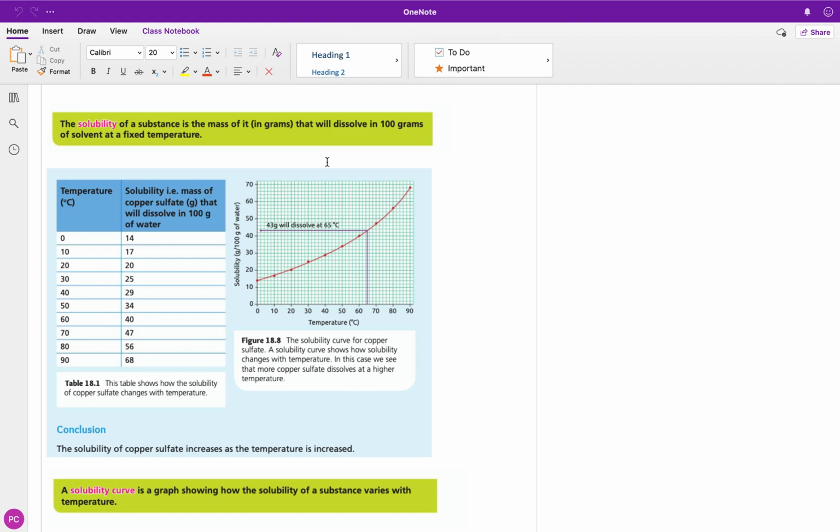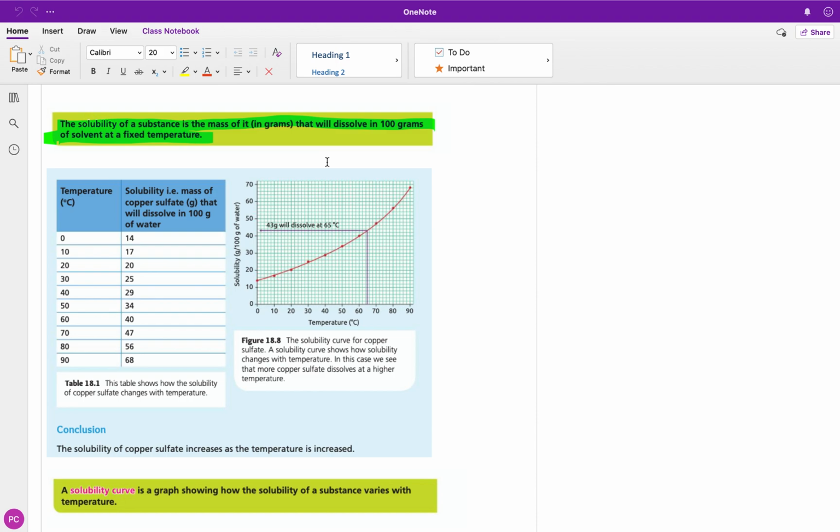Okay, nearly there. So if we want to look at solubility, so how much you can dissolve. So the solubility of something is the mass that will dissolve in 100 grams at a fixed temperature. So basically, how much you can dissolve. So let me just talk you through this, because this looks mad complicated, but it isn't.